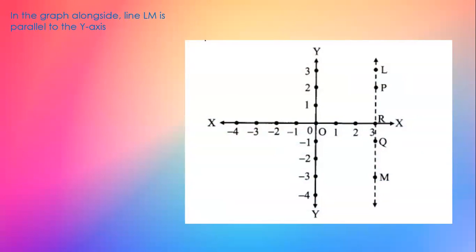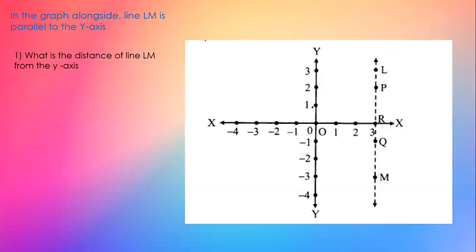Now let us solve one more example. This is from our practice set 7, problem set 7. In the graph alongside, line LM is parallel to the y-axis. Here they have already given us the graph. We can see the x-axis over here. You can see the y-axis over here. And even the line LM over here, on the right hand side of the y-axis. And this line is parallel to the y-axis.